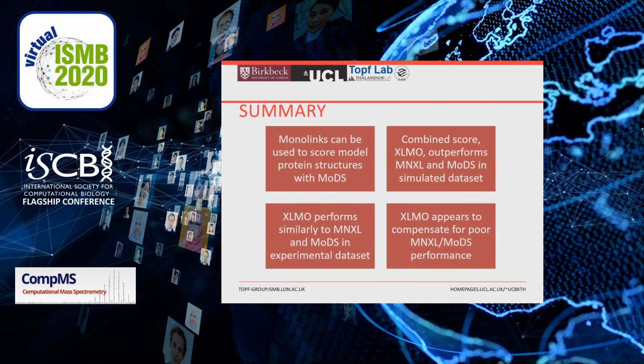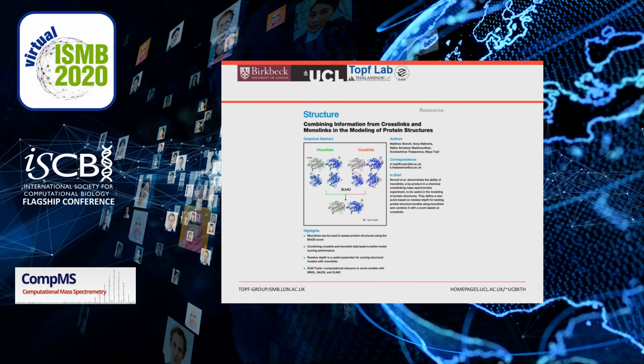So to summarize, monolinks using our MODS score can be used to score model protein structures. And combining the MNXL score for crosslinks with our MODS score for monolinks in our XLMO score can lead to greater performance as shown in our simulated dataset. In our experimental dataset, we see similar performance between the 2 scores. However, we do see signs that there is some compensatory effect between the 2 scores. And if you'd like to know more about this, please see our paper that's been recently published in Structure.